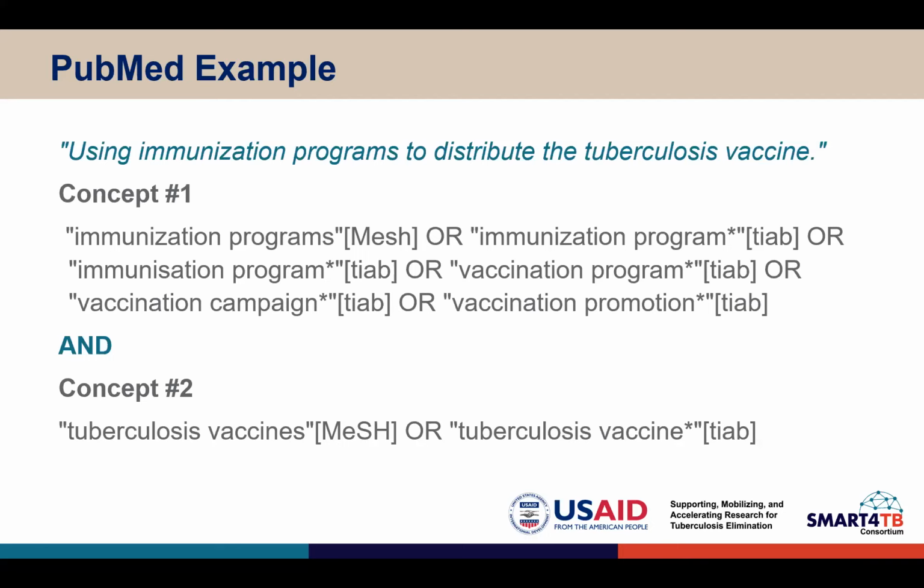Concept one, immunization programs. That is the MeSH term. Or I have immunization program with an asterisk, which means I want programs, but I also may want the British spelling of programme that has an M-M-E at the end. And I put TIAB. Same thing with immunization program. Notice the immunization with an S. Have to remember the British spelling. And again, with the asterisk. Vaccination program or vaccination campaign or vaccination promotion. As you can see here, these are various ways of saying to help that MeSH term to find other articles.